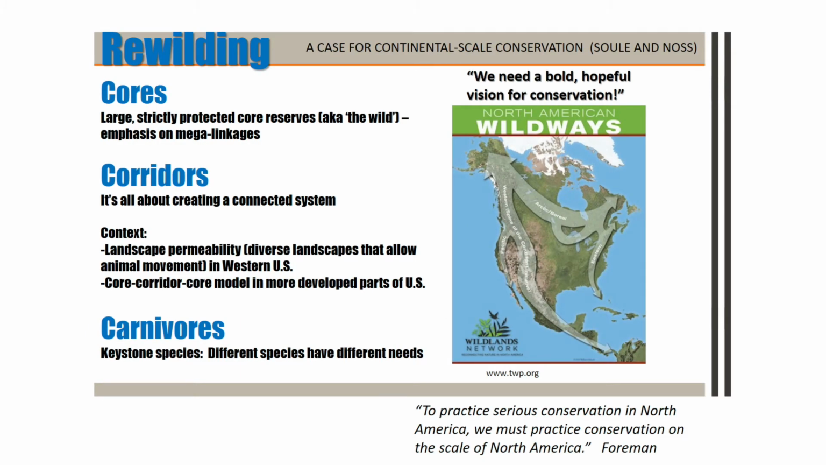And this is leading people to have much more complicated discussions about continental scale efforts to produce ecological plans to save large species. The concept of rewilding has taken off, and it basically comes back to this quote. It says, to practice serious conservation in North America, we must practice conservation on the scale of North America. This means considering where we intend to protect core wildlife habitat, large protected core areas, about corridors and interspersion and creating permeable landscapes. It's also about carnivores and their role within the landscape as well. How do we ensure that we actually have a complete wildlife assemblage?